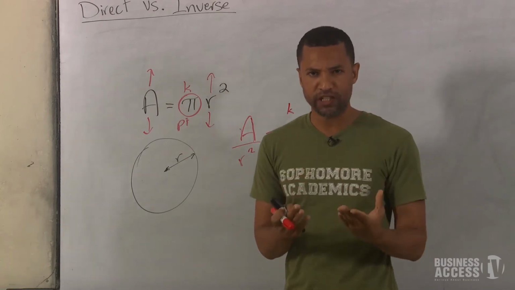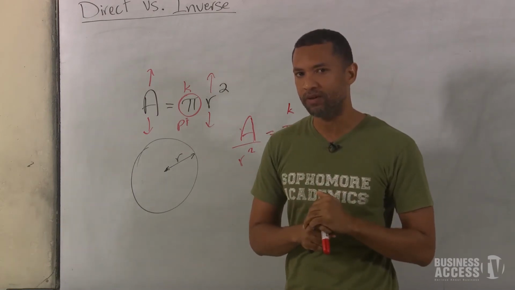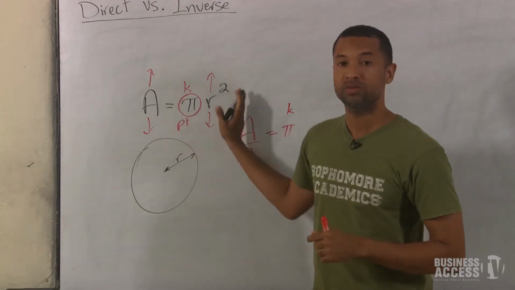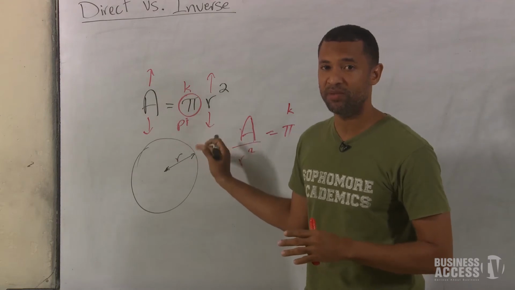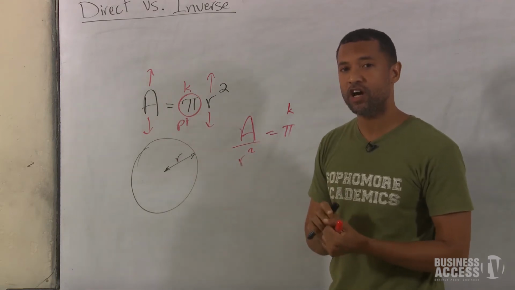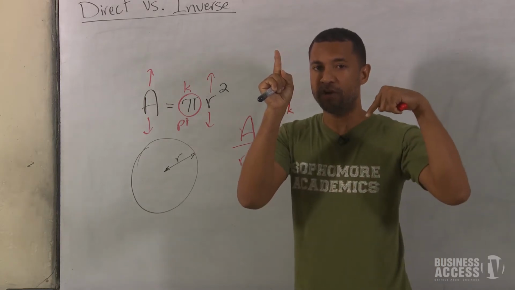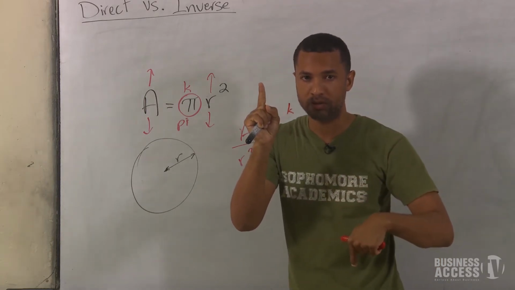Now, with inverse variation, what do you think would happen? Well, with inverse variation, which would be a different equation from this, as one variable goes up, it causes the other variable to go down.